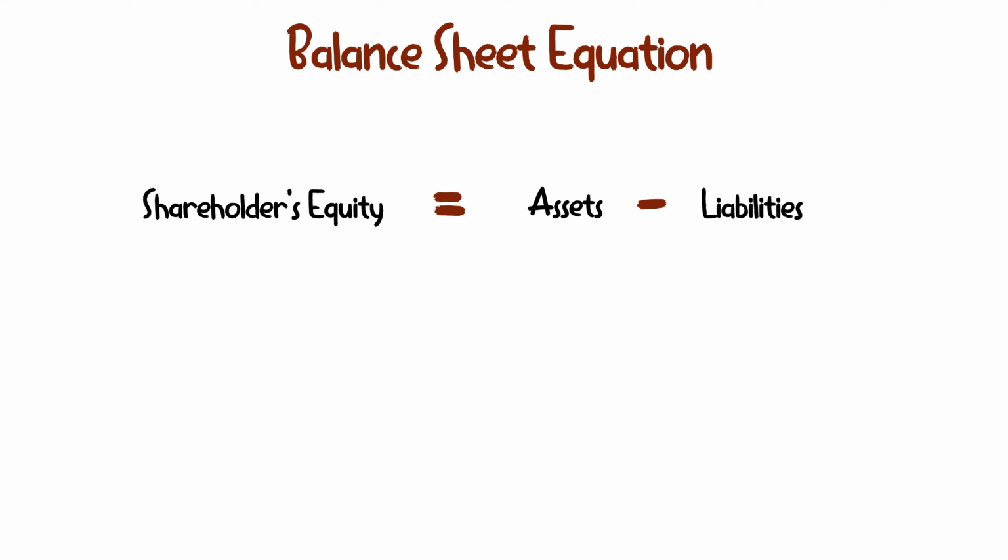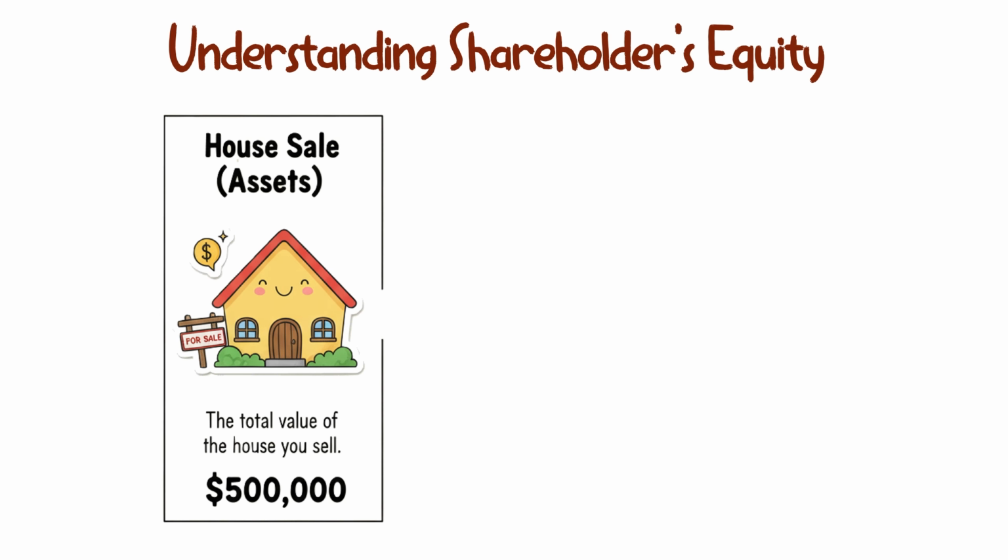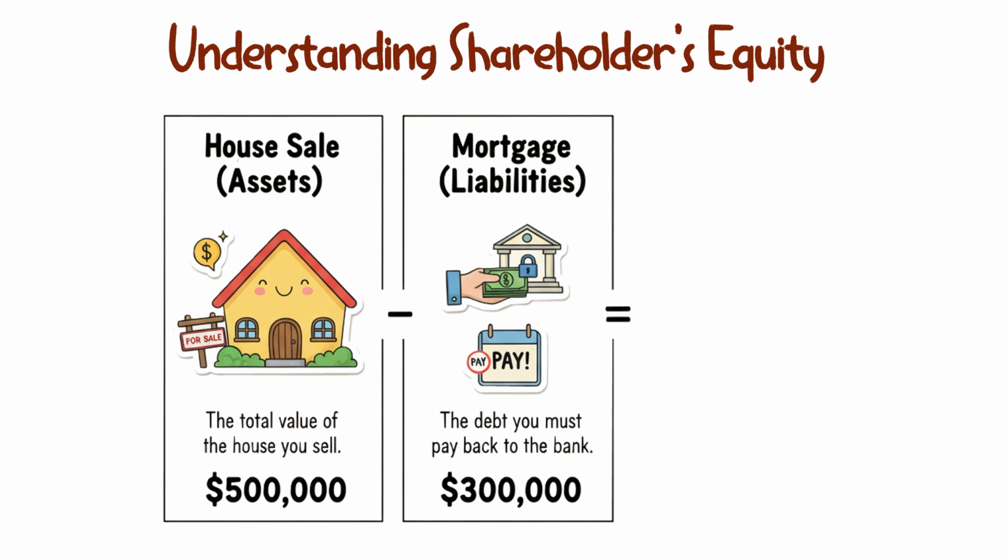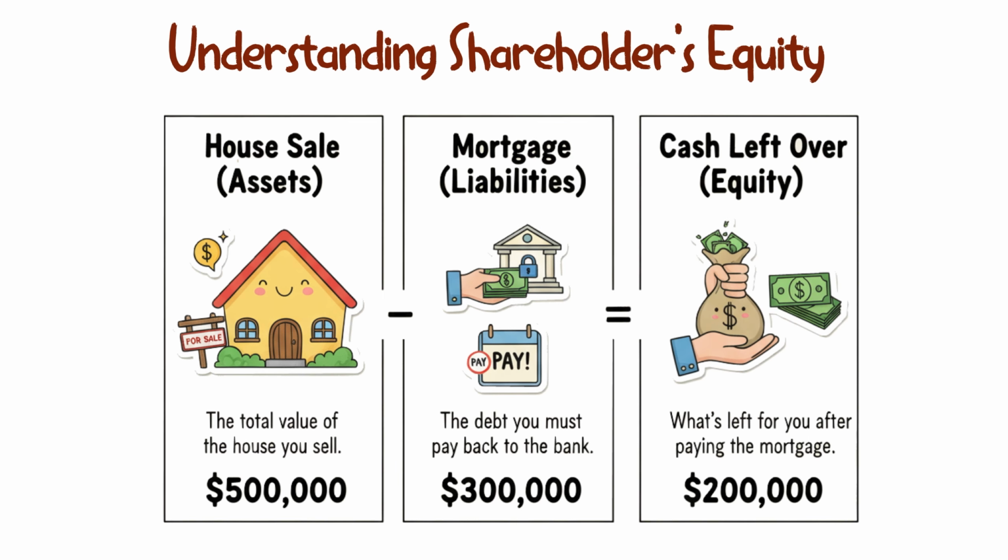Shareholders' equity is the company's net worth. It is the value that truly belongs to the owners, their shareholders. Think of it like selling your house. The assets are the price you sell the house for. The liabilities are the mortgage you have to pay off. The shareholders' equity is the cash left over for you after the mortgage is paid.